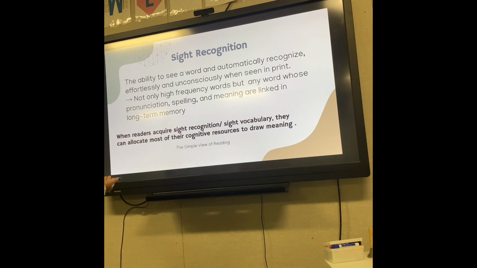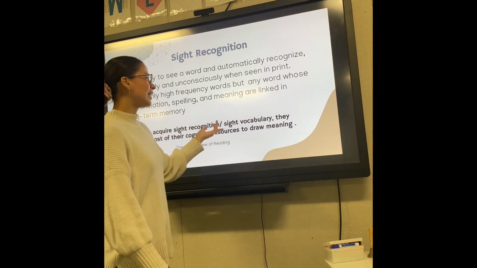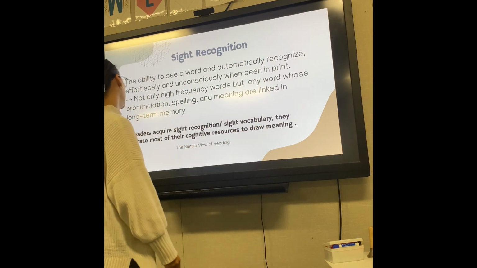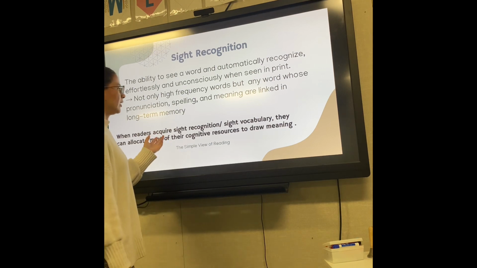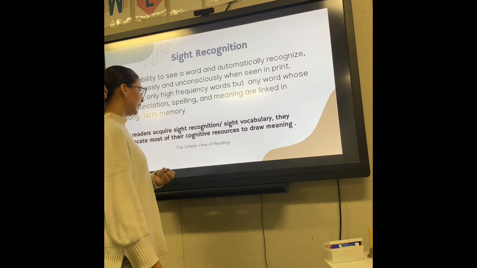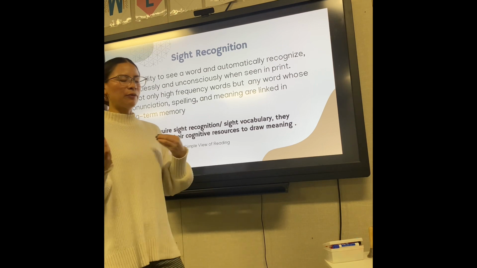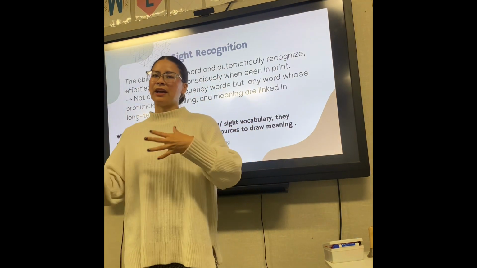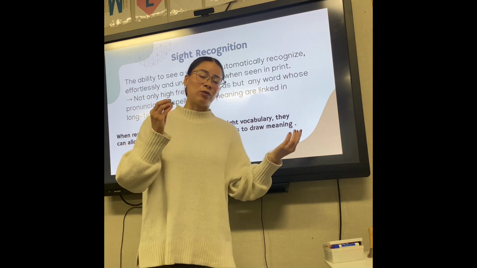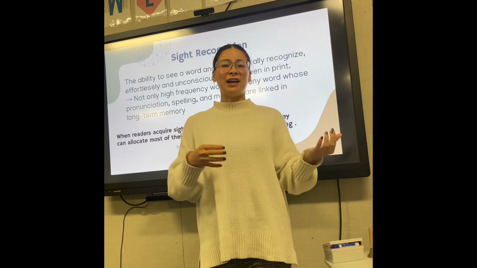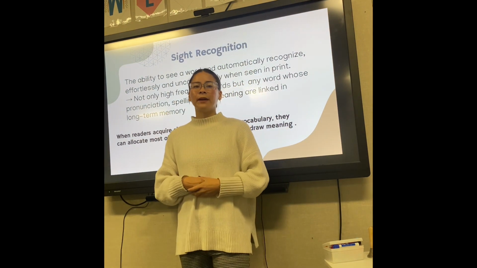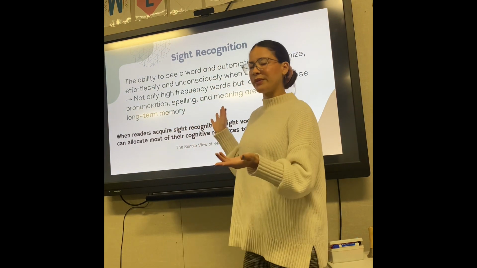When readers acquire sight recognition, sight vocabulary, they can allocate most of their cognitive resources to draw meaning. So this relates to how we were talking about vocabulary, and if you lack vocabulary, then it's going to be a tougher time to comprehend what you're reading. So this is correlated with vocabulary as well.